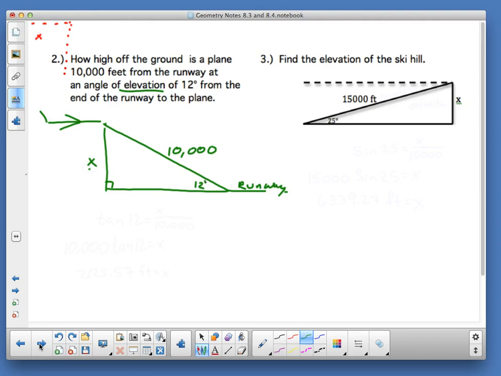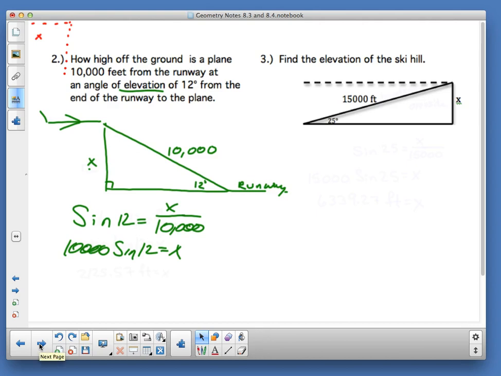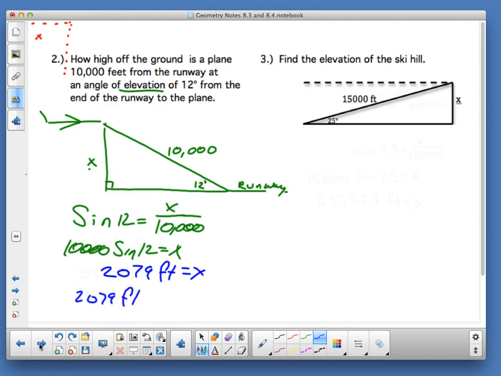At 12 degrees here, I've got opposite and hypotenuse, right? So the sine of 12 degrees is equal to the opposite over the hypotenuse. Now, 10,000 times sine of 12 is equal to x. Let's grab a calculator. I suppose I should have come equipped with my calculator. Putting in 10,000 times sine of 12, I find 2,079. So I'm 2,079 feet above the ground. Are you okay with that?